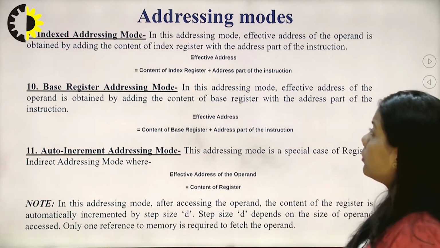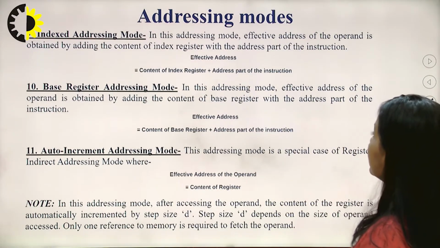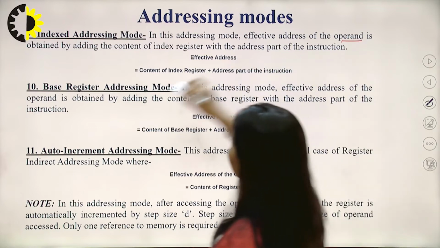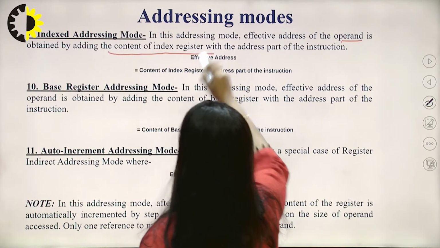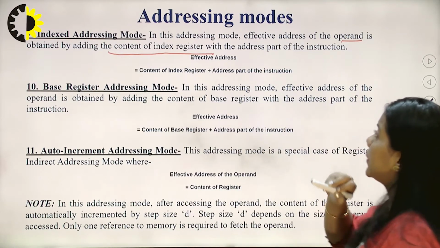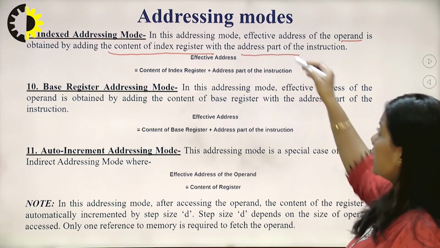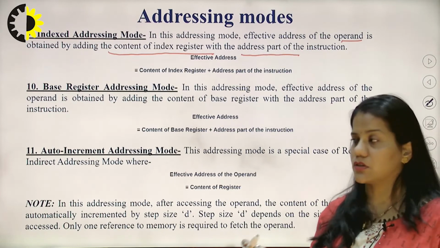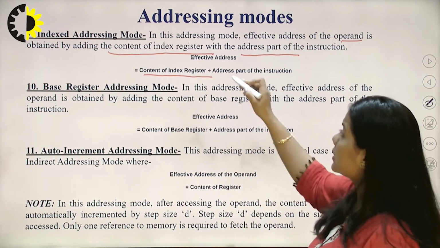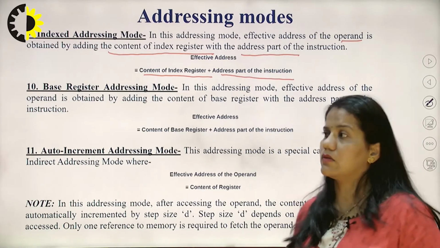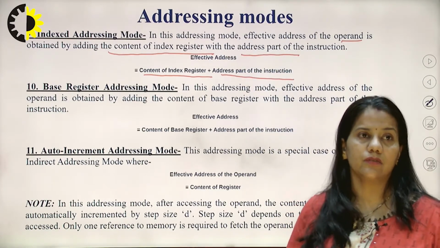When we talk about indexed addressing mode, here, instead of the program counter, the contents of the index register will be treated as one of the operands, and another will be the address part that is given in the instruction itself. So, the addition of both these, the content of the index register and the address part that is given in the instruction, will be treated as the effective address.